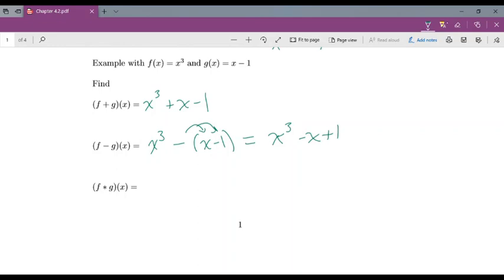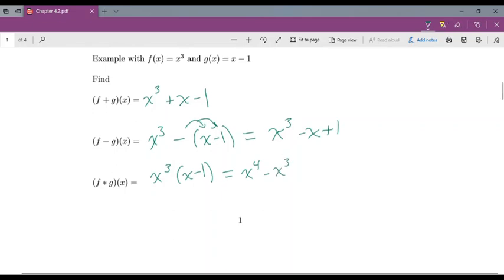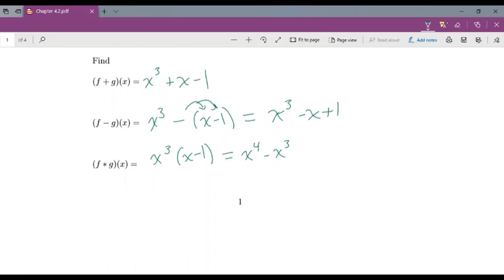Now if we look at f times g of x, then we're looking at x to the third times x minus 1. Now we're going to want to distribute that x to the third and simplify. So I'm going to get an x to the fourth minus x to the third. And that's as simple as we can get it, and that would be our final answer for f times g of x.